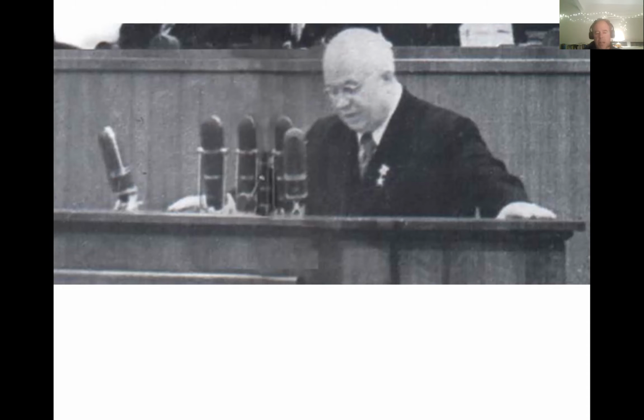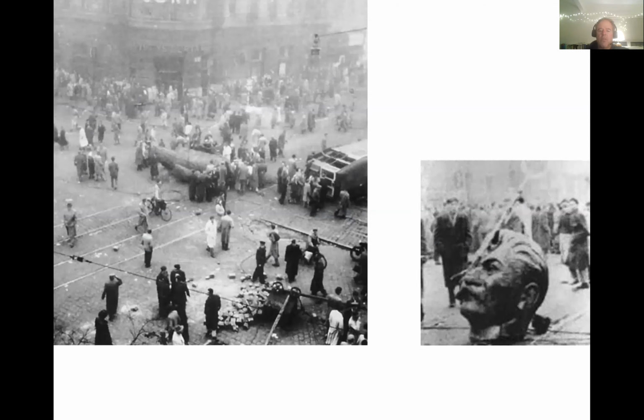This is supposed to be a private remark. It comes to be known as the secret speech. Of course, any such speech is going to leak out. What Khrushchev is doing is trying to distance himself from Stalinism. What he does not anticipate is that since most of the leaders of Eastern Europe are Stalinist, this has the effect of basically Khrushchev denouncing them, and it undermines them at home.